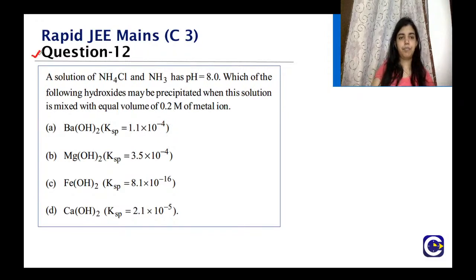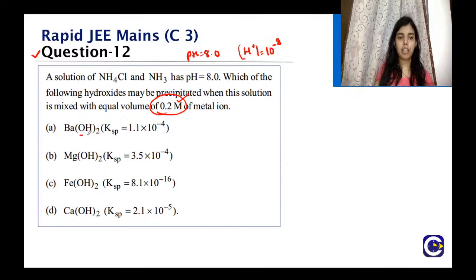Question number 12. A solution of ammonium chloride and ammonia has pH of 8, right? pH of 8 will mean what? That H plus ion is having a concentration of 10 raised to the power minus 8. Now, which of the following hydroxides may be precipitated when this solution is mixed with equal volume of 0.2 molar of metal ion? Now, it is clear that if you take barium, magnesium, iron, calcium, its concentration is kept constant, that is 0.2 molar, right? And the H plus value that we are getting here is 10 raised to the power minus 8 basically, right?